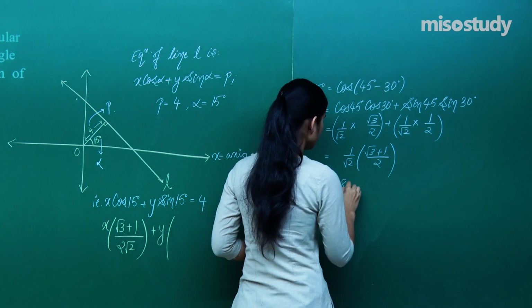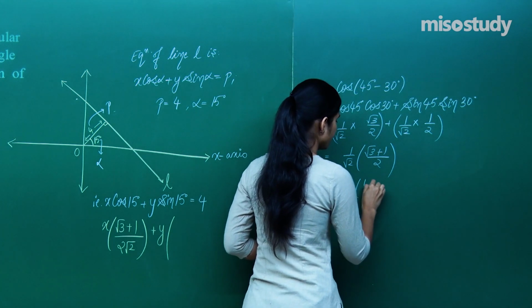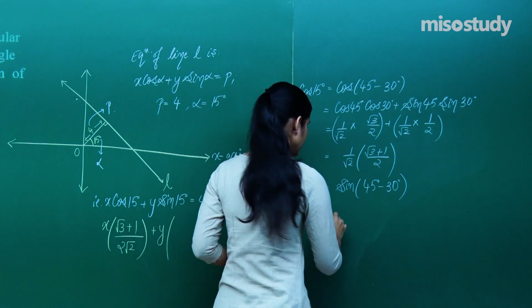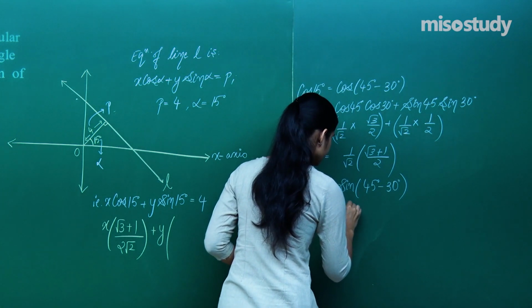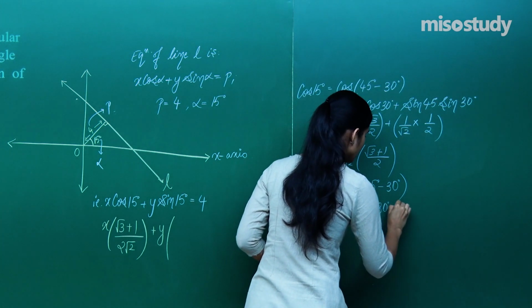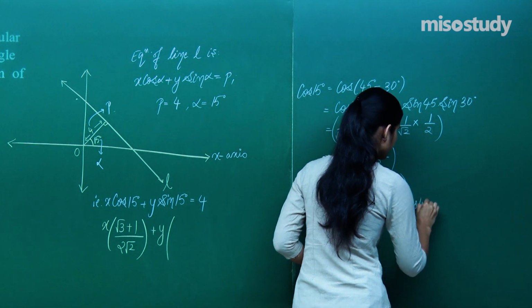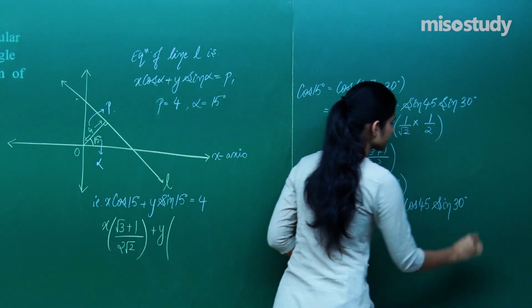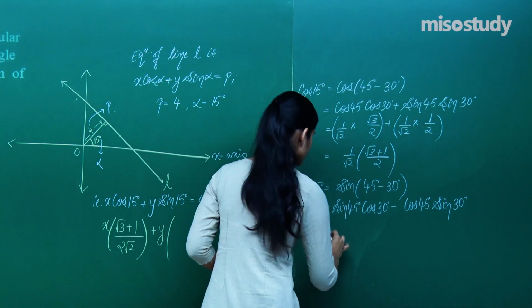It is sine of, again, 45 minus 30. This is what sin A cos B minus cos A sin B. Sin A cos B minus cos A sin B.